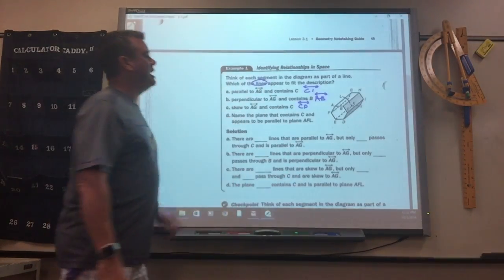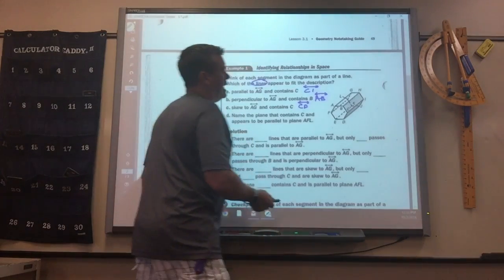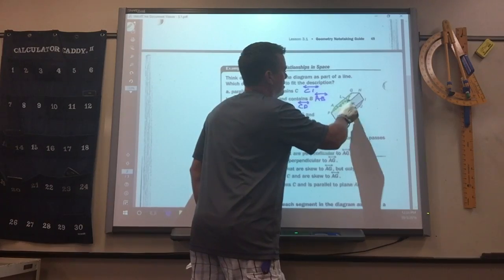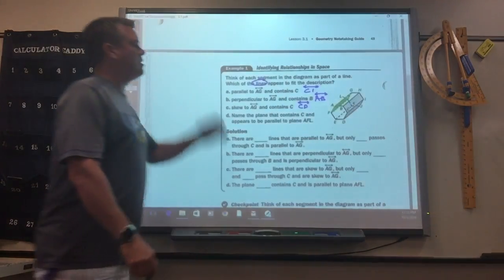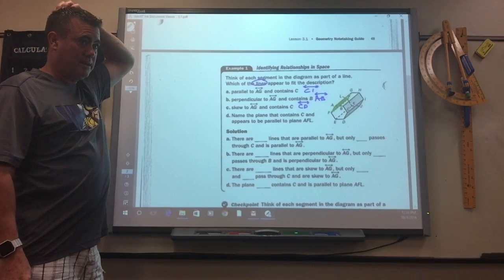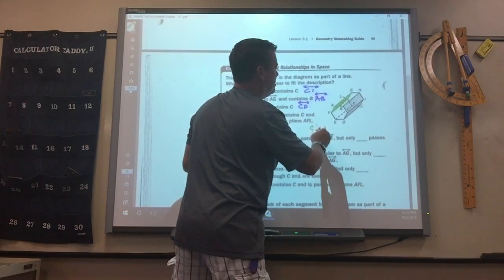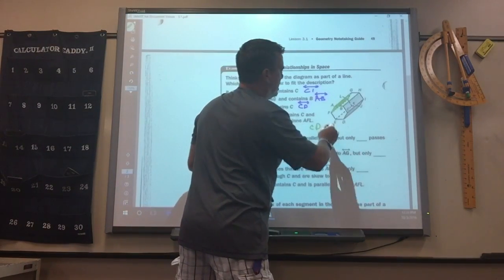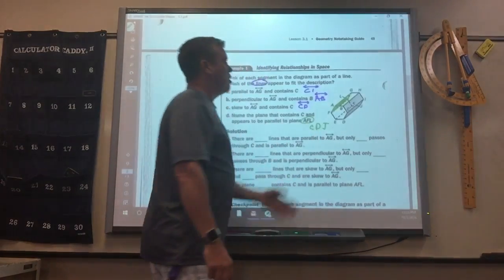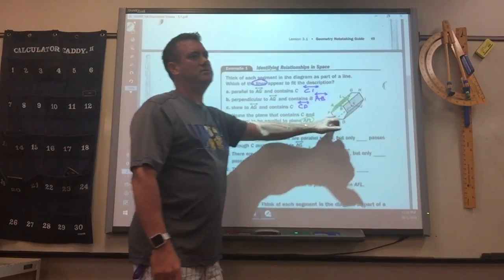A plane containing C and appears to be parallel to plane AFL, American Football League. So there's the plane right there. So which one do you think looks parallel to that plane? CD, obviously, C, D, J, L. Now remember, on a plane, you only use 3 letters. So C, D, J, you just use any 3 of these 4 letters.